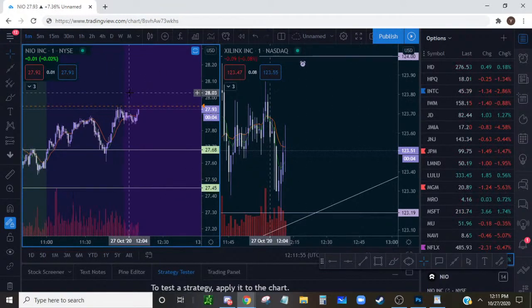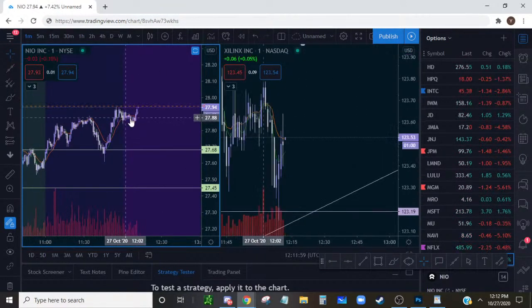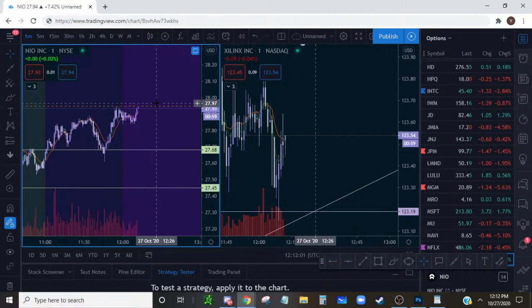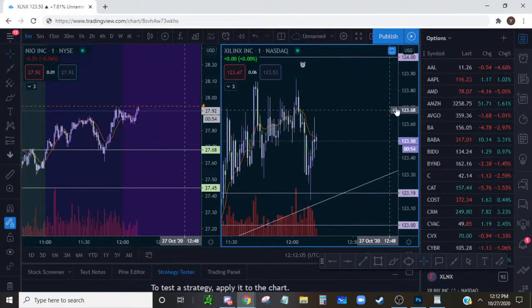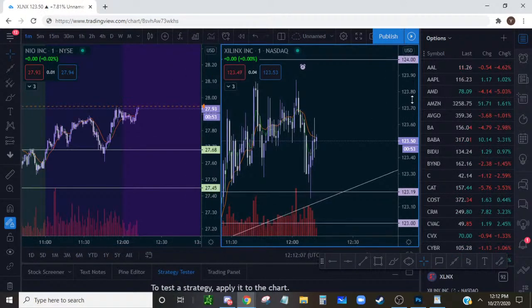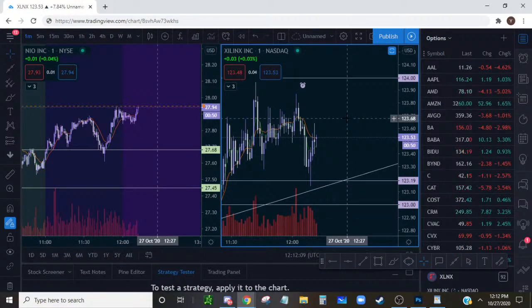So we're right at that time where volume starts kicking in. For those who were here at the beginning of the stream, you can start seeing that it is starting to push up, but we do have a lot of momentum on both sides, bearish and bullish. Right now our main focus is Xilinx, however you want to pronounce it.